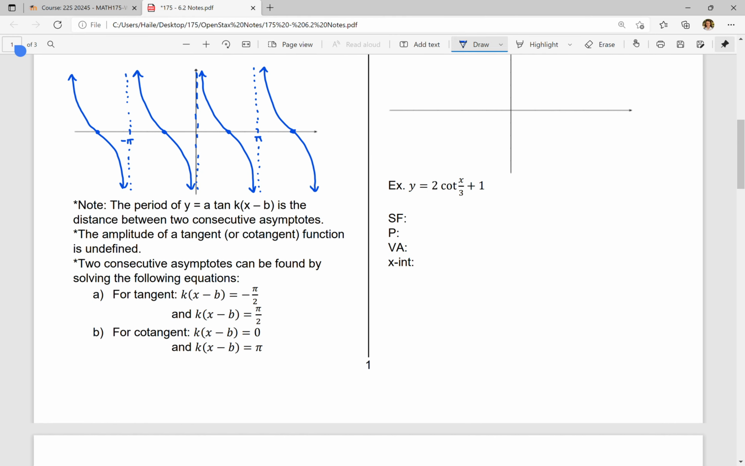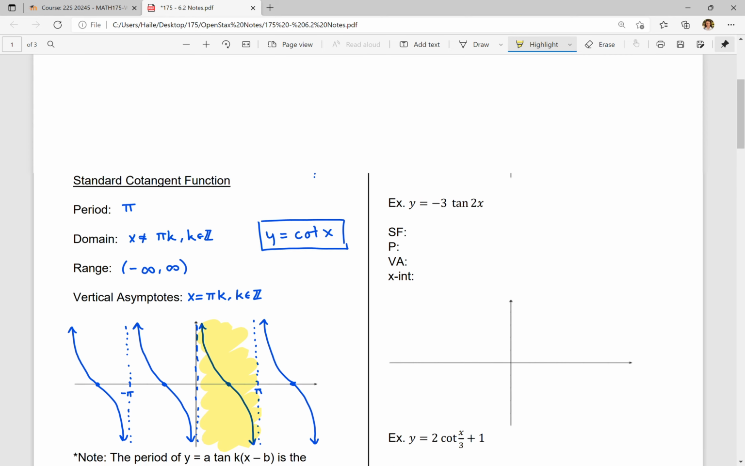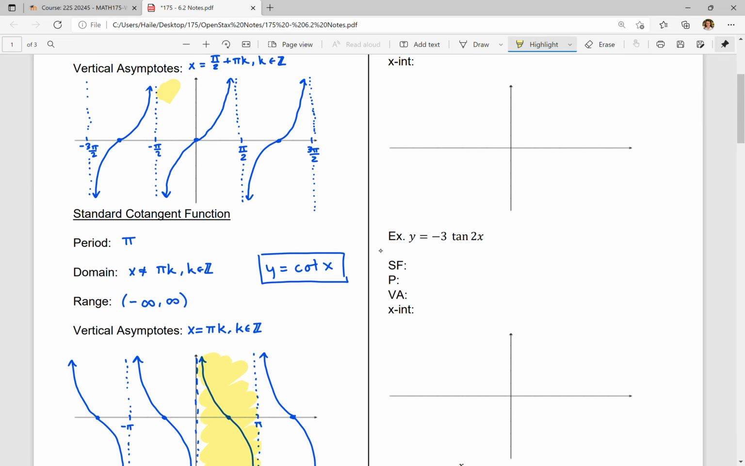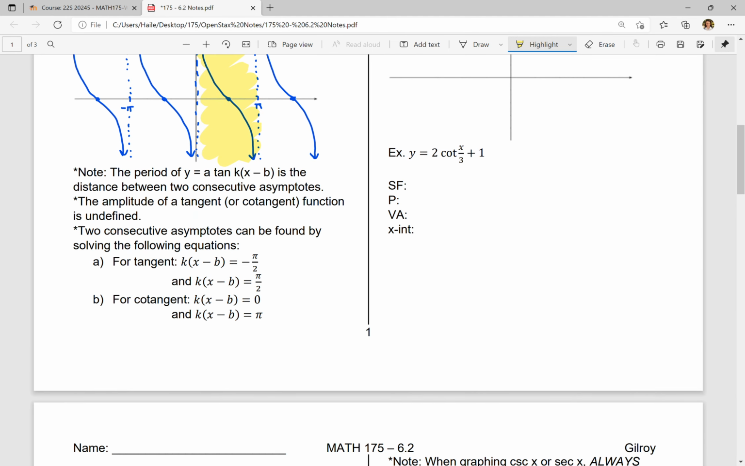So the period of tangent and cotangent is the distance between two consecutive asymptotes. So like in this cotangent picture, this area here would constitute one period of cotangent. And up here in our tangent picture, this area here would constitute one period of tangent. Okay, so if I ask you in the problem to graph one period of either tangent or cotangent, we're just looking for one pair of asymptotes.